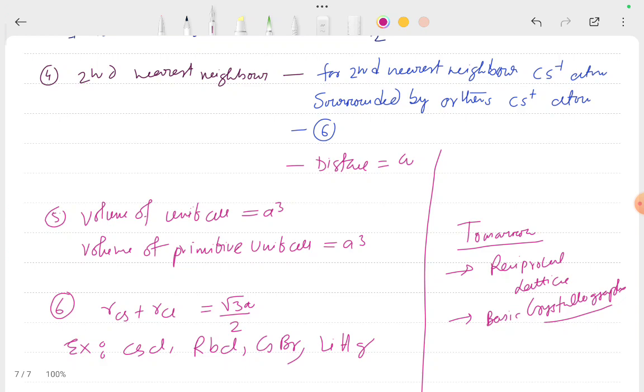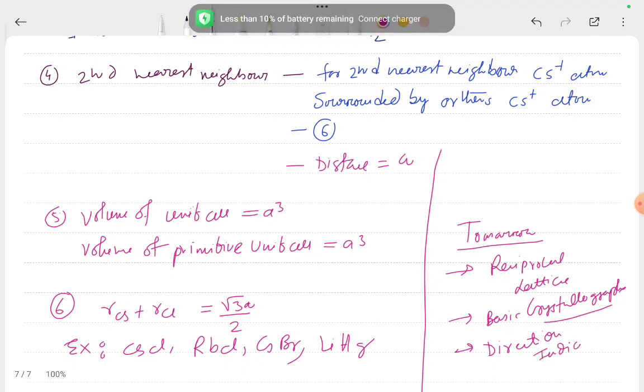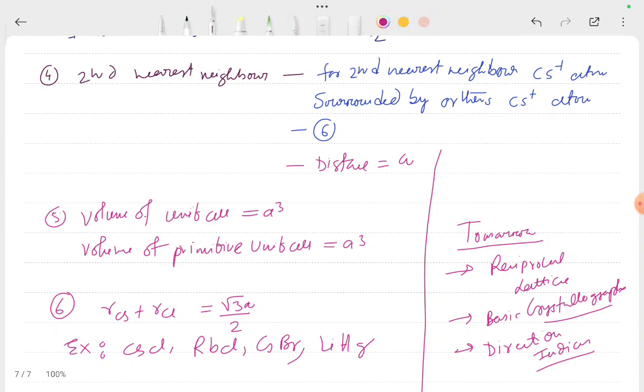There are lots of problems I'll deal with you: planes in different crystals, which planes are allowed for simple cubic crystals, and which planes are allowed for BCC. We discussed this concept only a little, but tomorrow we will discuss planes in different crystals in detail. We'll also calculate some other parameters, and also discuss direction indices, which is very important. All this we will deal with in our next class, tomorrow's class.